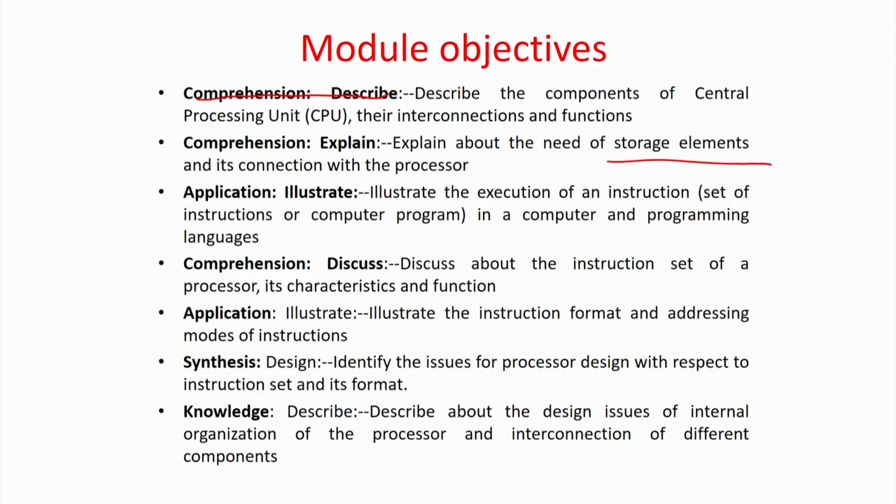Next is application. Based on what you have learned, you will be able to illustrate the execution of an instruction in a computer and programming languages. So if I give you a simple program, like adding 3 numbers, you will be able to illustrate with an example how such a program, written in the instruction set of a processor, will be executed. The next objective is comprehension. You will be able to discuss the instruction set of a processor, its characteristics and functions. That is, given a processor, you will be able to tell what instruction set it supports, what its characteristics are, and what its functionality is.